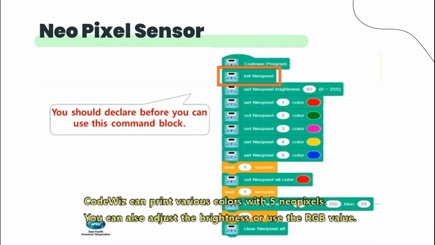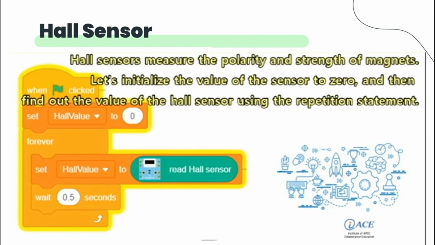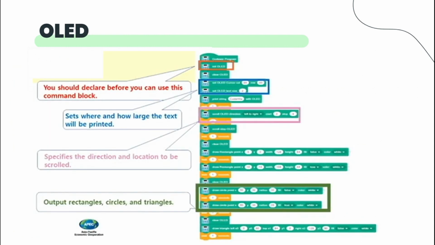Number 8, NeoPixel sensor. It can print various colors with 5 NeoPixels. We can also adjust the brightness or use the RGB value. Before we use the NeoPixel sensor, we need to declare and use this command block. Number 9, Hall sensor. It measures the polarity and the strength of magnets. Number 10, OLED. It outputs pictures, text, and more. We need to declare before we use this command block.